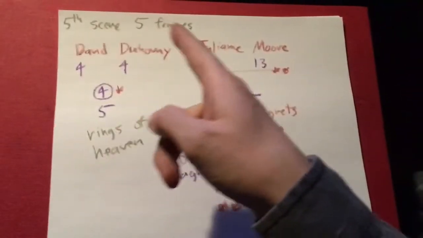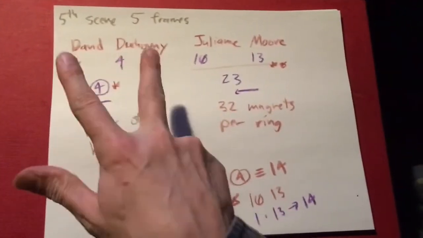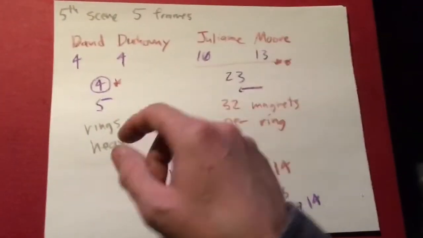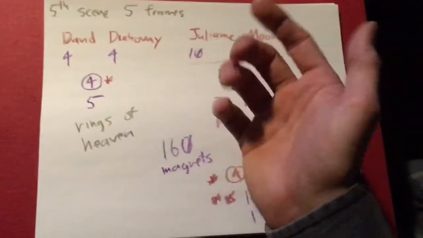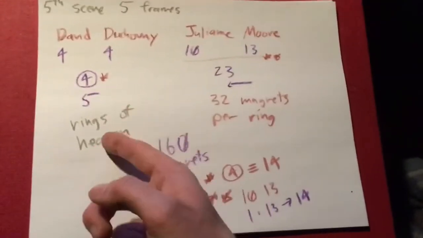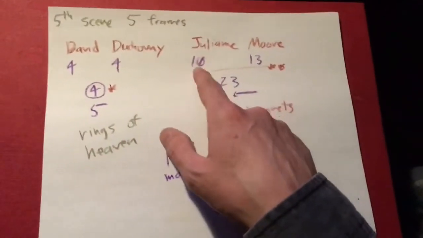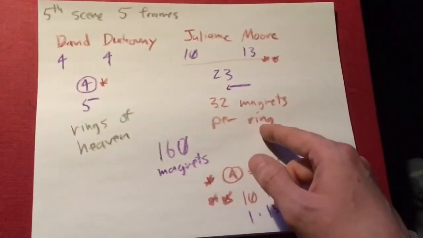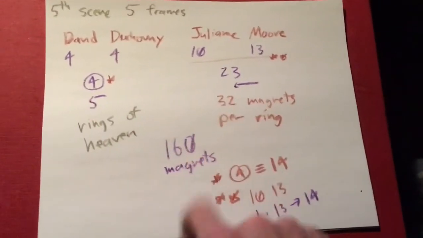Okay, so the 5th scene has 5 frames in it, and then David Duchovny sandwiches with Julianne Moore. Okay, now a 4-4, yeah, it's an 8, but it's also a circled 4 because there's 2 of them, which is a 5, and there are 5 rings of heaven. And if you just add 10 and 13, you get 23. You read it backwards, it's 32 magnets per ring of heaven. 32 times 5 is 160 magnets.